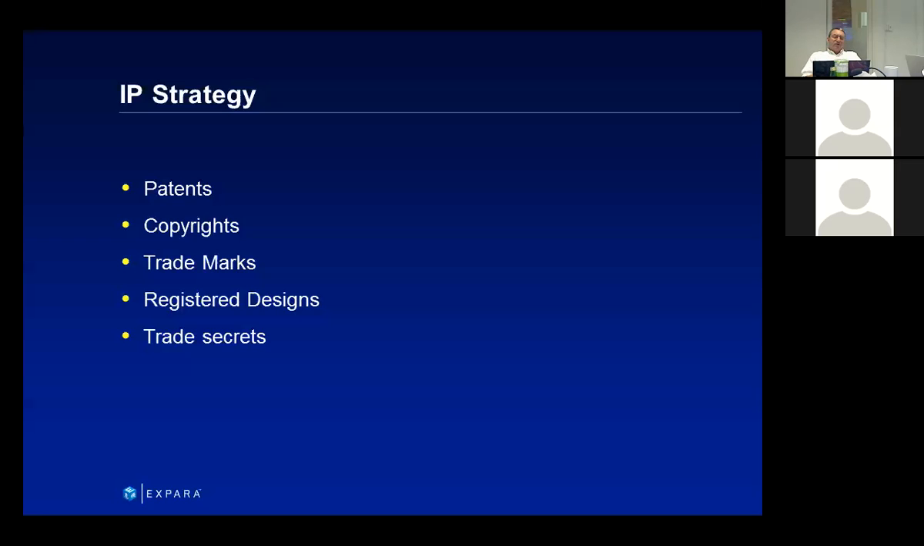Okay, another drawback of patents that we don't always think about, but might be considered, is how long do patents last?